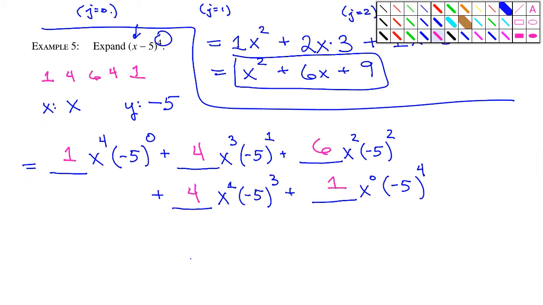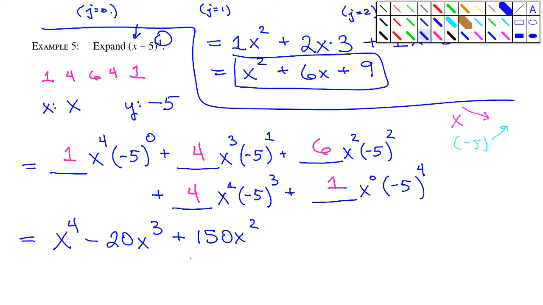So again, the powers on the x's went down as we went across. And then the powers on the -5 went up as we went across. And so what do we have? 1 times x to the 4th times -5 to the 0 is just x to the 4th. Plus 4 times -5 is -20 times x cubed. Plus 6 times -5 squared. -5 squared is 25 times 6 is 150 x squared.